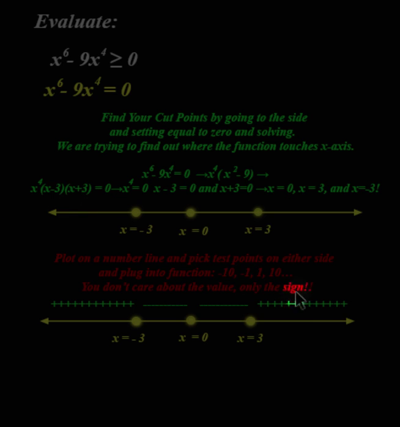Two positive numbers being multiplied together give me a plus, plus, plus, plus. Any number I plug in here, whether it's 5 or 10 or 100, should give me positive. Any number in between here should give me negative. Same thing here and here. All right? So what was the question asking me?